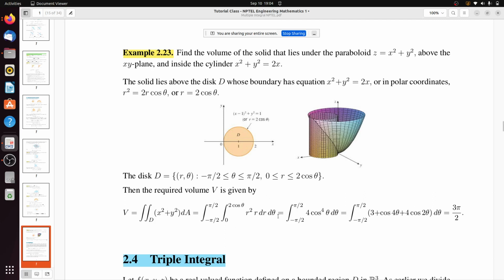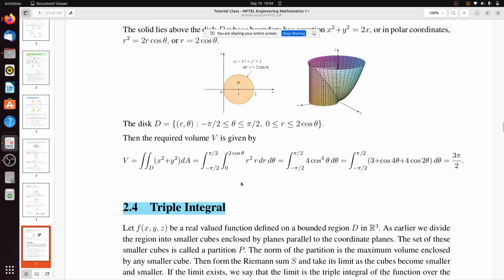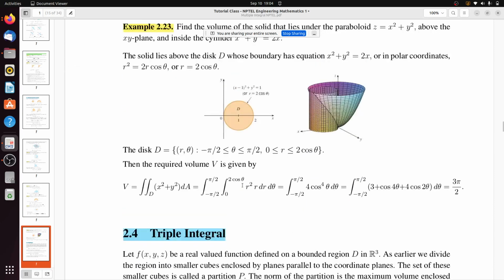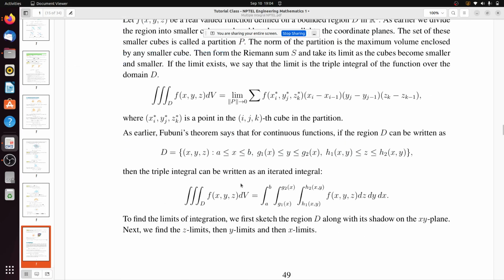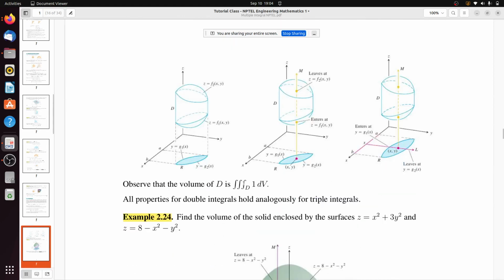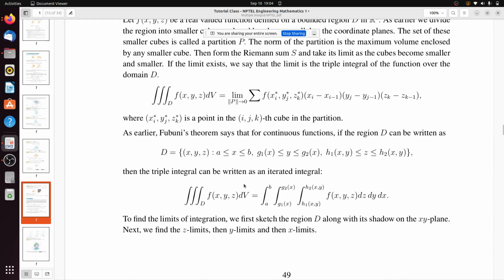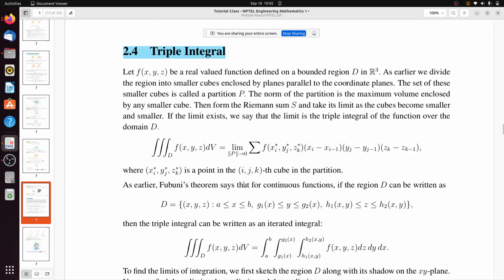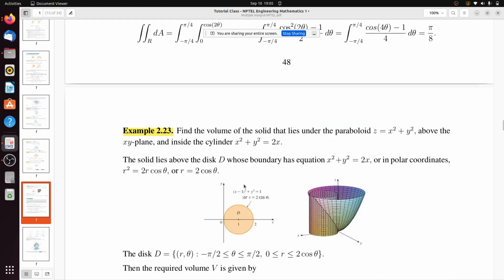You just integrate it. It is z equal to r square. So r square, since x square plus y square is what you want to integrate. So this will give you r cube dr d theta. So that is all. I will not start triple integrals today. I will stop here precisely.